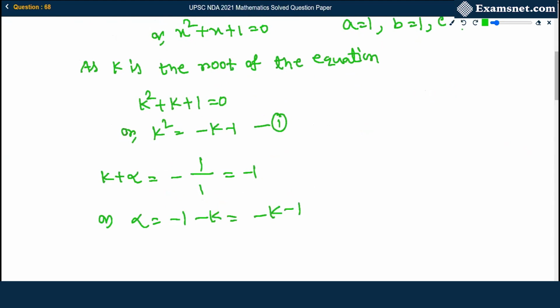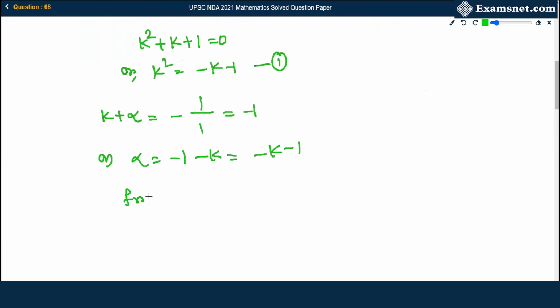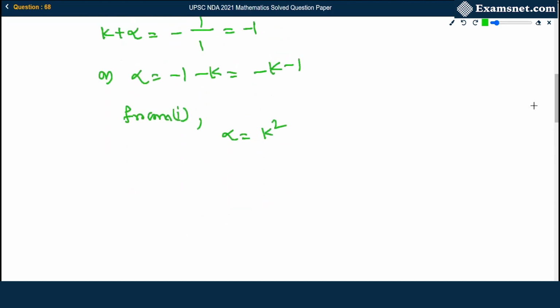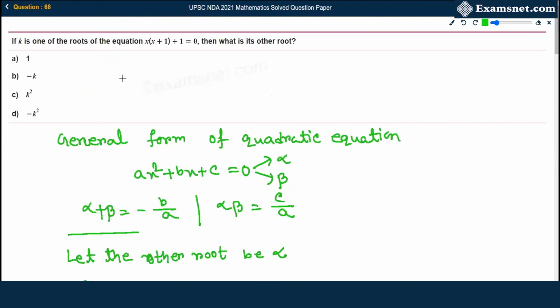So from equation 1, I can write that alpha equals k square, because these two are the same, minus k minus 1, right? Therefore the other root equals k square. Okay, so here option C is the correct one.